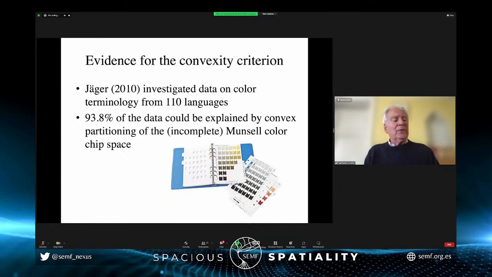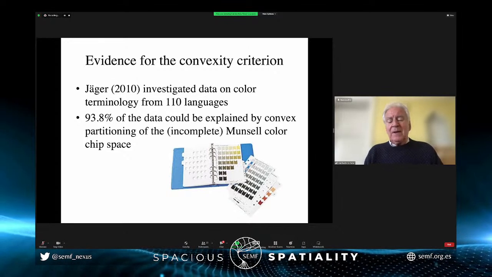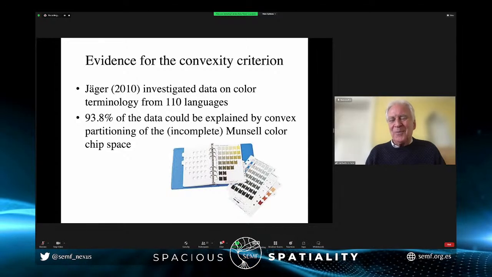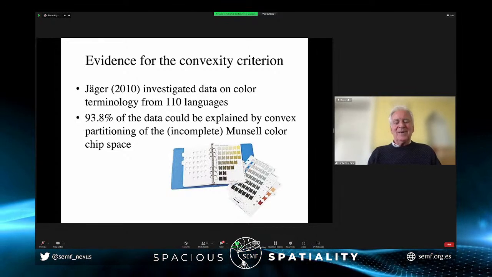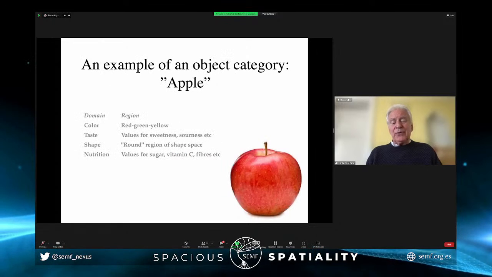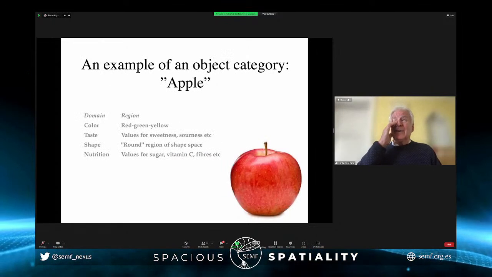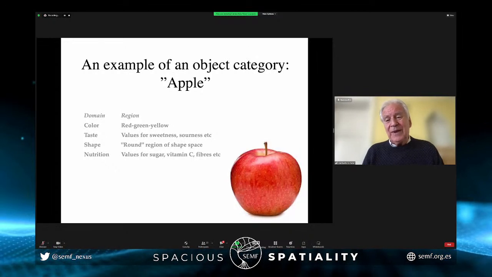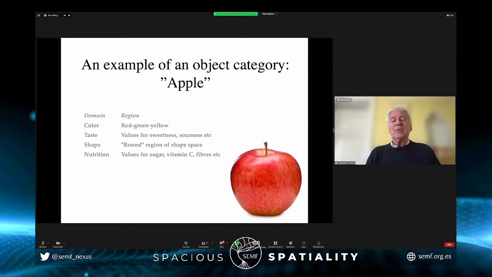Then for other regions, we still need to do the empirical work, and I'll give you one more example of how this can be studied a bit later when I get to verbs. So this is what I wanted to say about the adjectives. These are simple words because they refer to single domains.